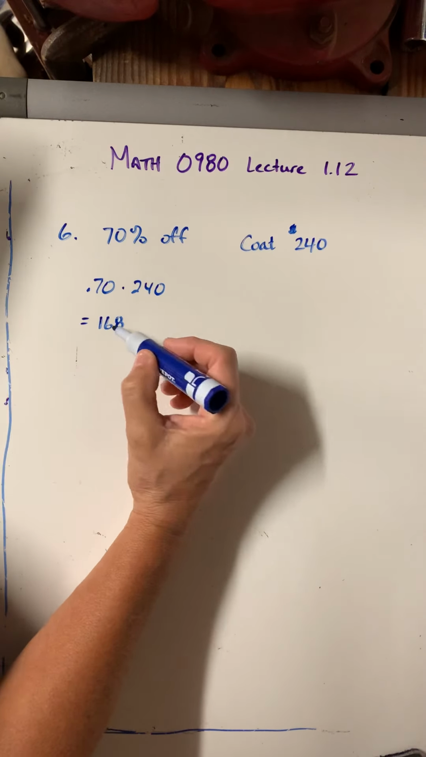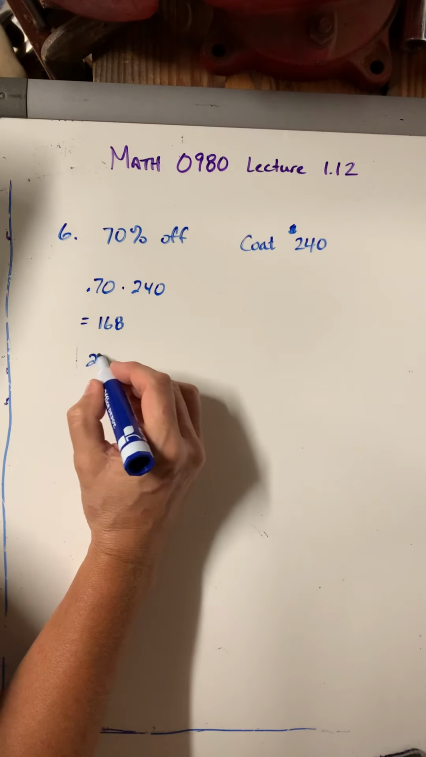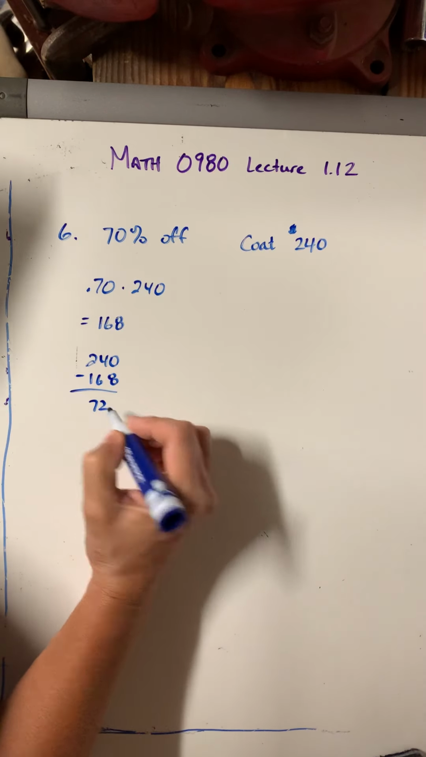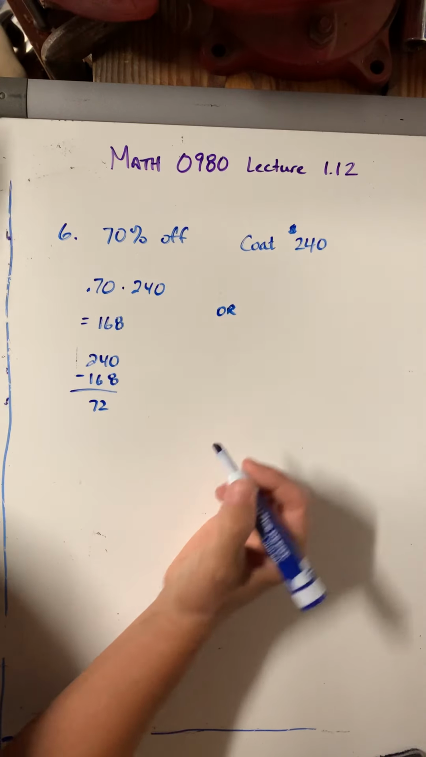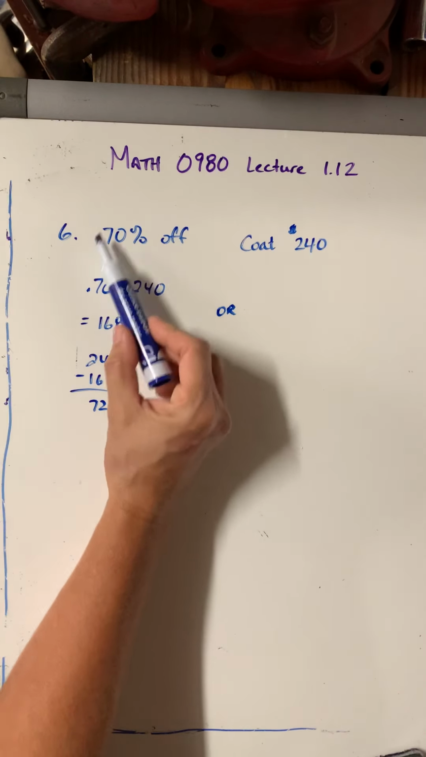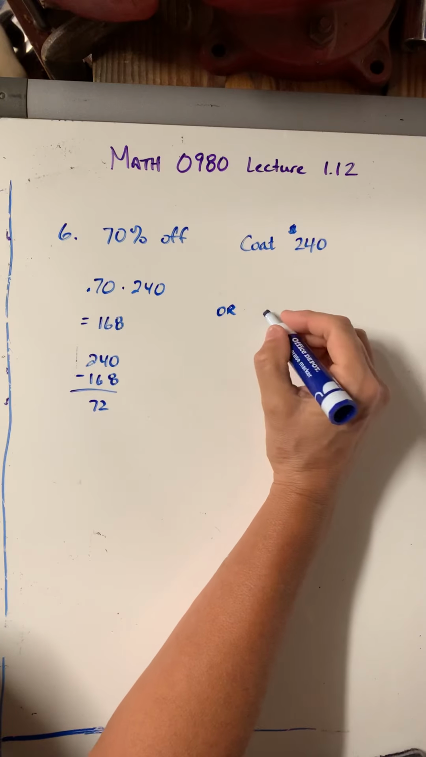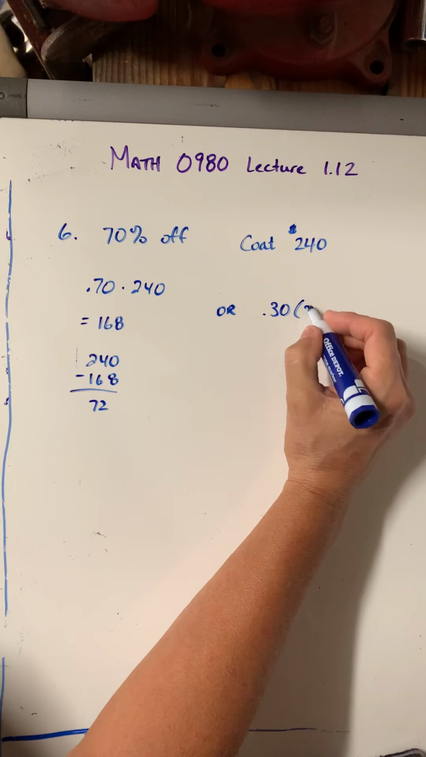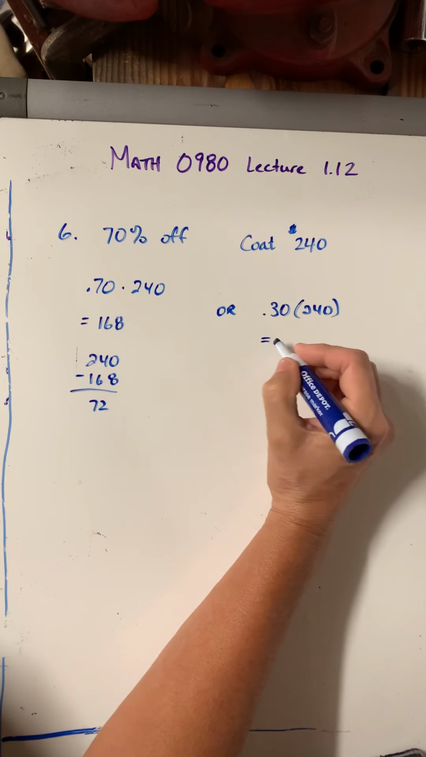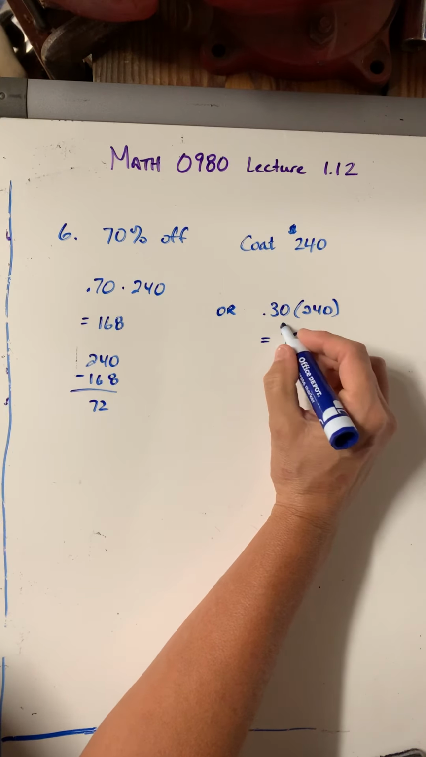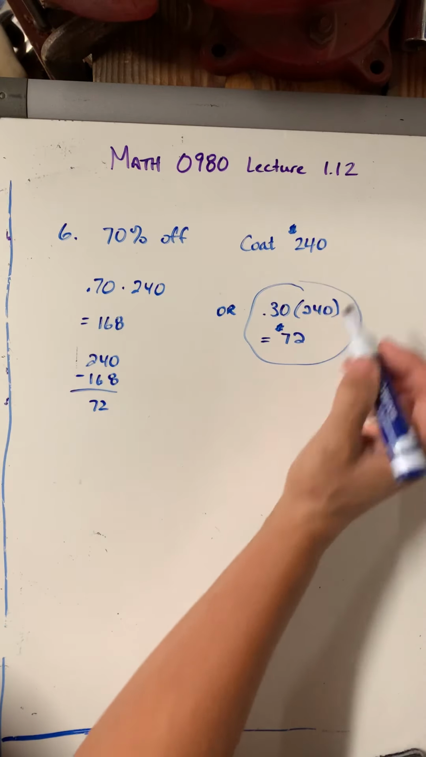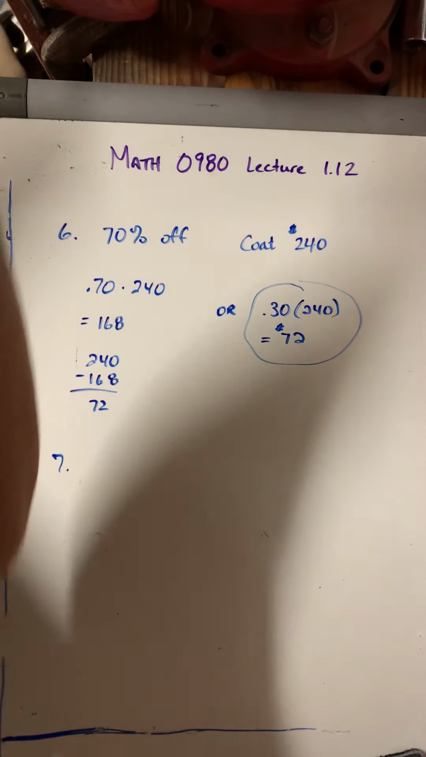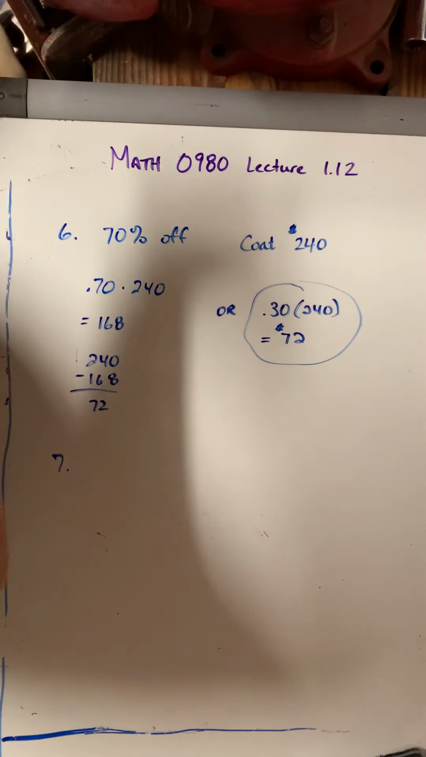168. So that means they're taking $168 off the coat. So 240 minus 168 means the coat is $72. Or the short way is, if they're taking 70% off, that means I'm only paying 30%. So my multiplier is 0.3 times 240, and my answer would be $72. So this only takes 1 step, whereas this took 2 steps. Let's look at question number 7.